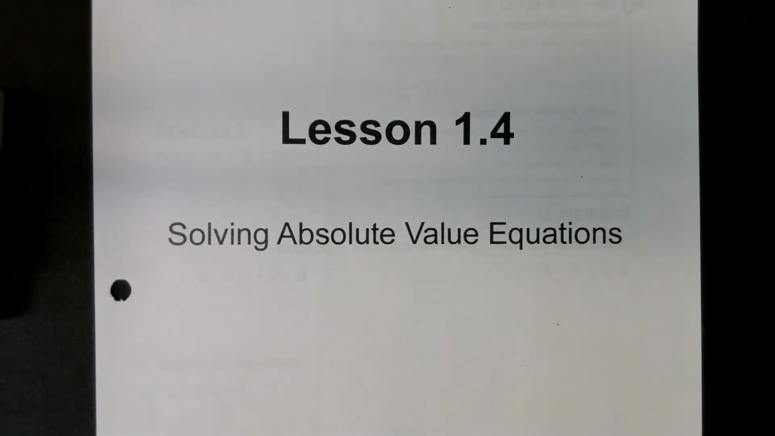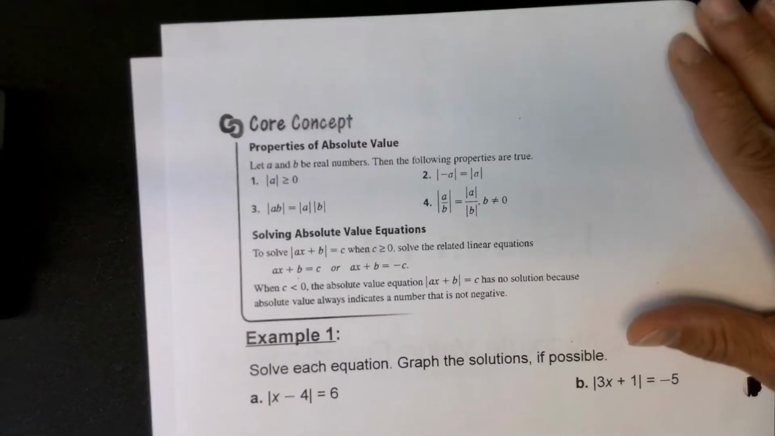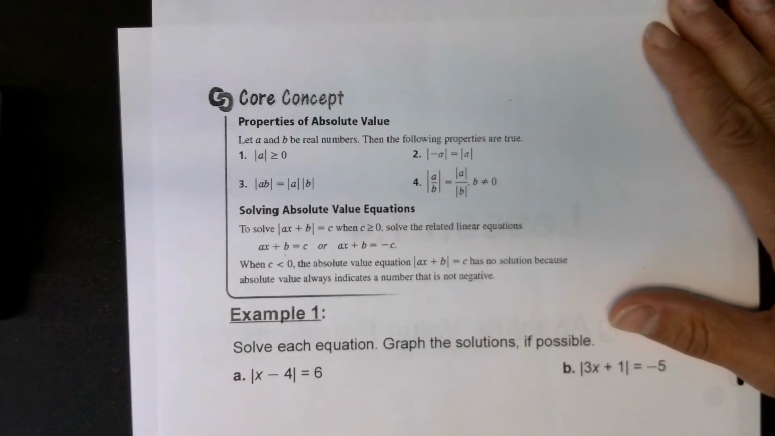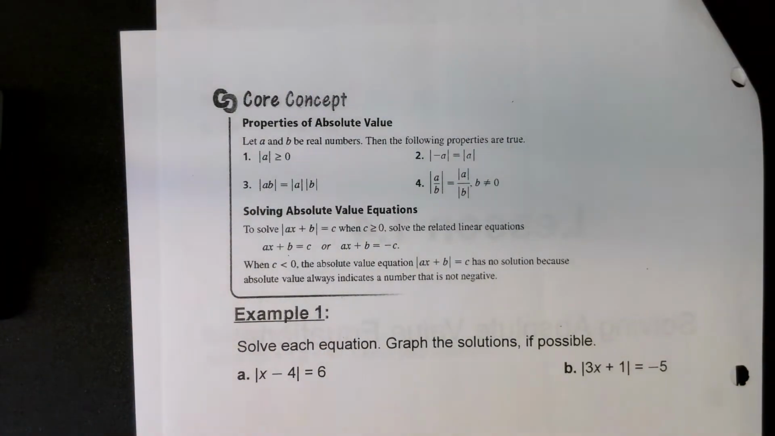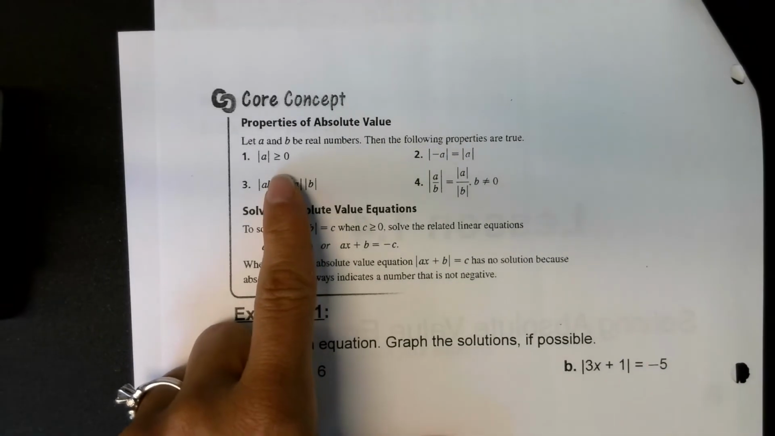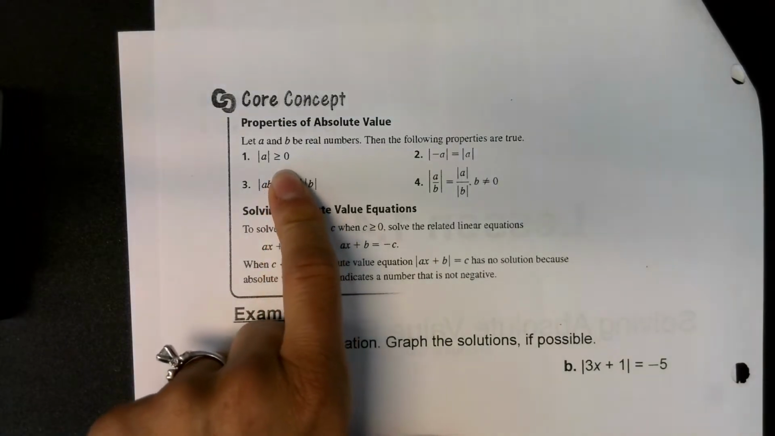So lesson 1.4, solving absolute value equations. Okay, so there's a few common core concepts that we have to understand. One of them is you're going to let A and B be real numbers, and then all the following properties will be true. So one of them is the absolute value of A has to be greater than or equal to 0. So it cannot ever be set equal to a negative. If it's set to negative, you'll have no solution.